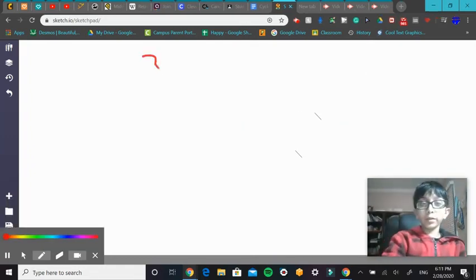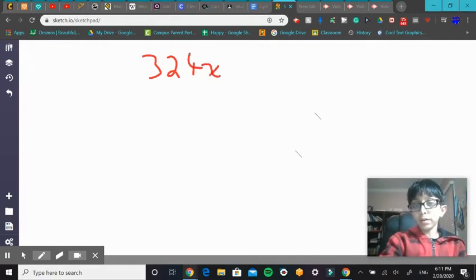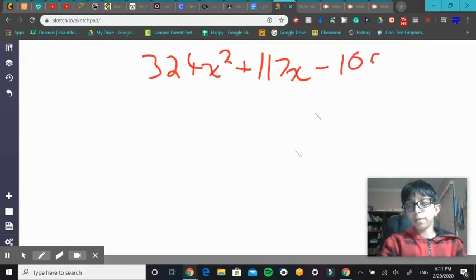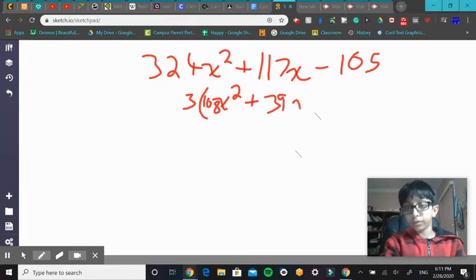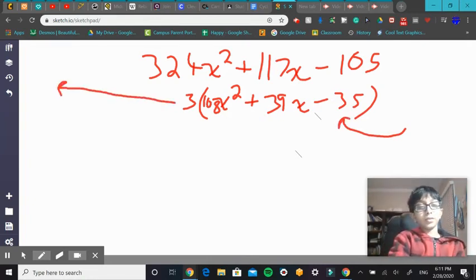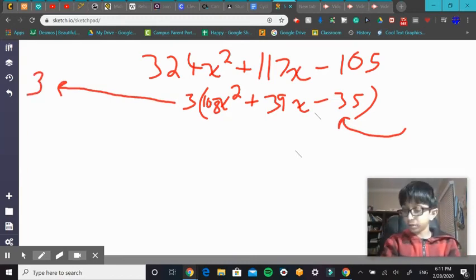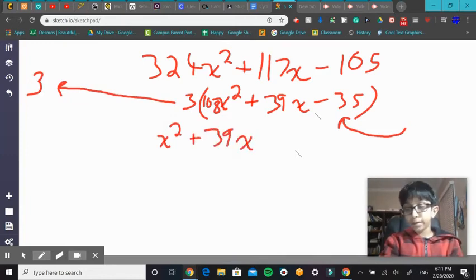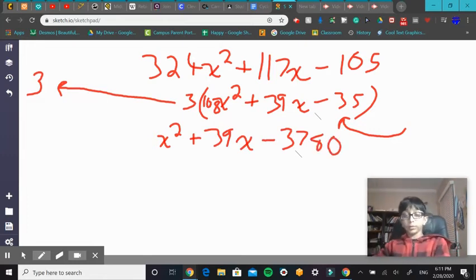Okay, so where did we leave off? 324x squared plus 117x minus 105. Then what we did next is we factored out the 3: 108x squared plus 39x minus 35. Then we're focusing on the parentheses right now. So I'm going to leave the 3. Don't worry, 3, I'll take you back into the expression later. And then we did the a times c, and we got 3780. This is still pretty big. There is no other way.